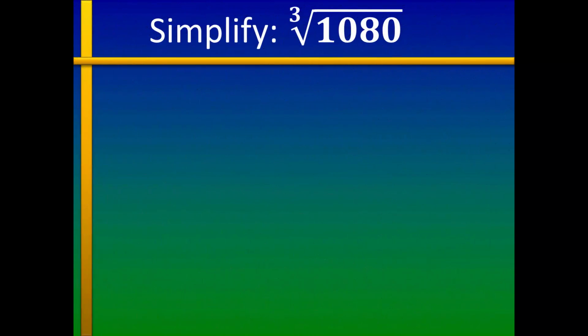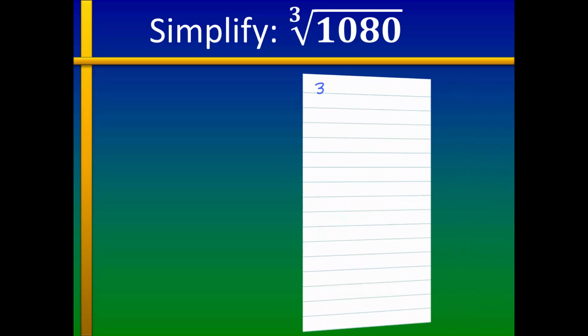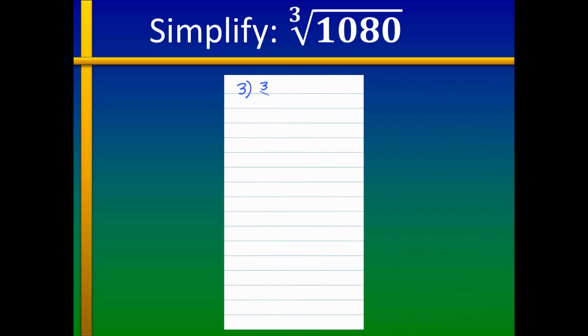Number 3, we were given the problem, the cube root of 1080. Now, in this problem, we're going to again want to break this down with prime factorization. So we want to say, well, that's even, so we could put a 2 into it. So we'd say, hey, 2 times 540 would give me 1080. 2 is prime, so I can circle it.